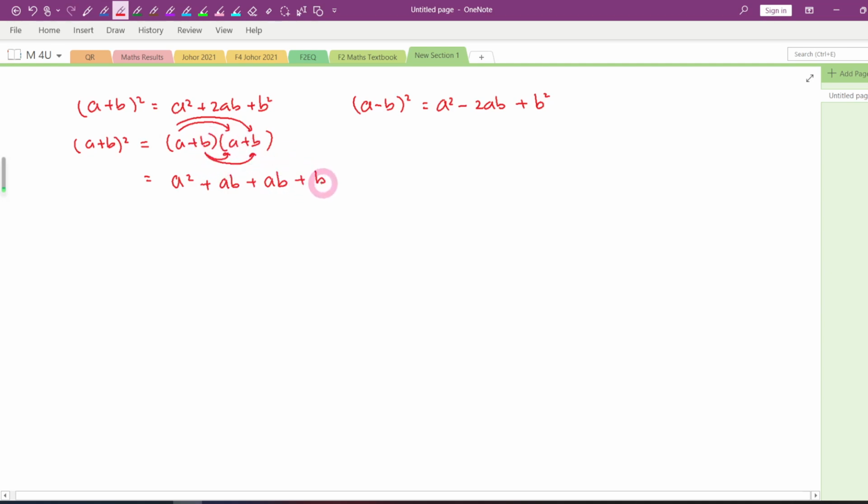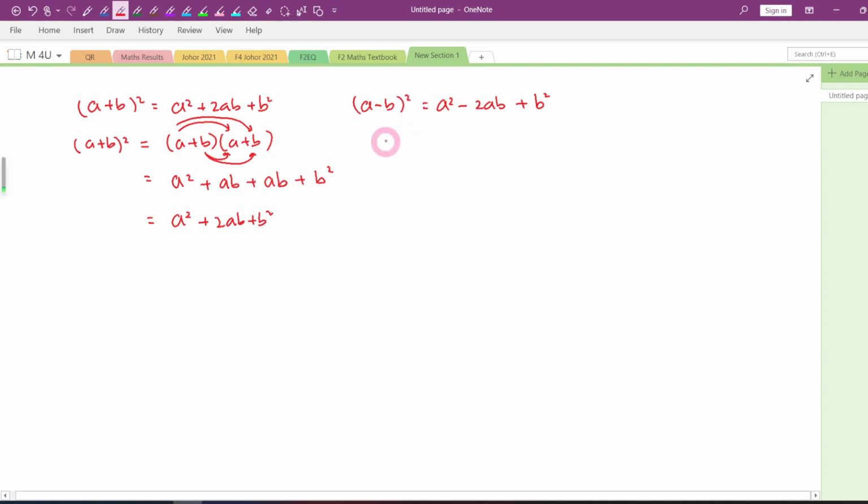So B squared. You will notice that now we have one AB here and another AB here, right? These two are like terms, so we can add them up together. So it will become A squared plus 2AB plus B squared. If you remember this formula, from this step you can straight away go to here. You don't have to do the expansion one by one. If you really cannot remember, you can do the expansion one by one like this. You will still get the same answer.